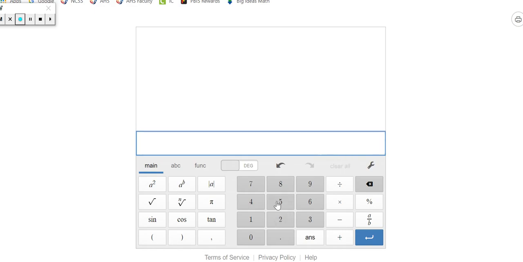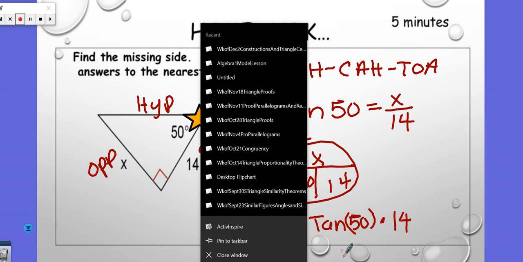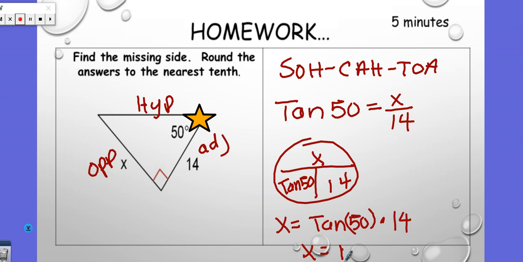Clear, tan 50 times 14, and that is 16.68. That rounds to 16.7. So x equals 16.7, and we're done with that one.